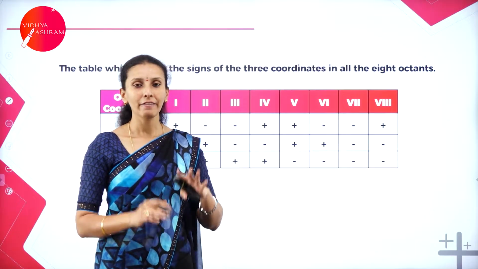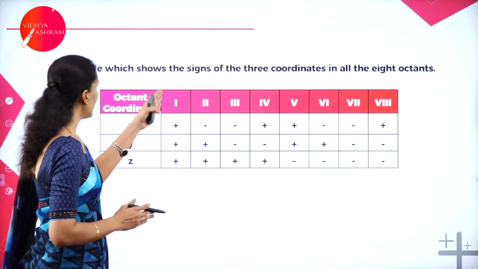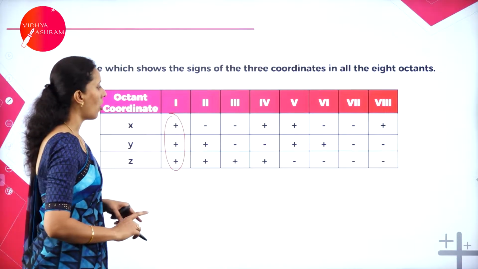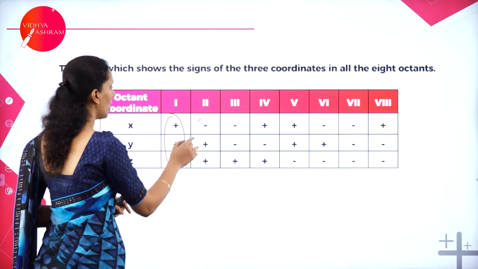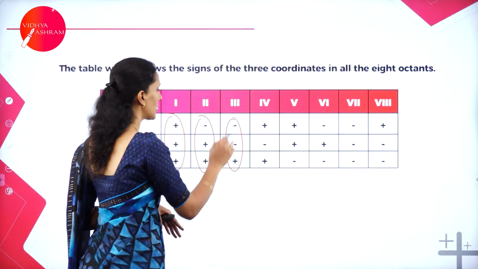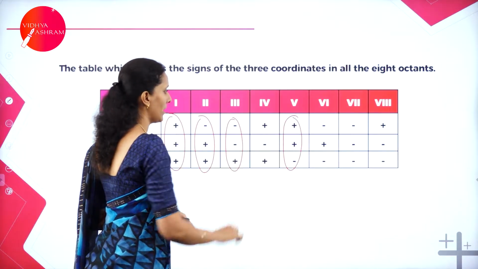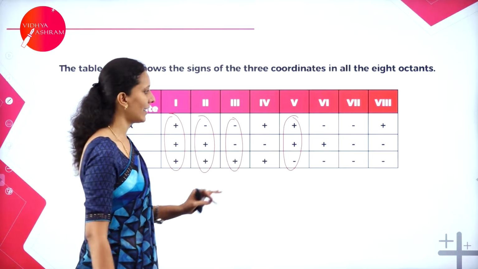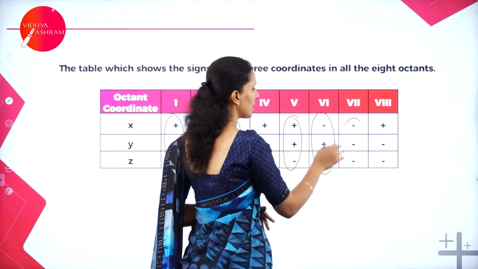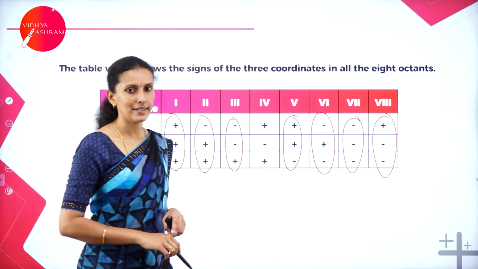Now I said we have 8 divisions here, which are called octants. In the first octant, all are positive. In the second octant, only x is negative, the other 2 are positive. In the third one, x and y are negative and z is positive. The fifth one, plus, plus, minus, means x and y positive, z negative. In the sixth one, x and z are negative, y positive. In the seventh one, all are negative. The eighth one is x plus, y and z negative.